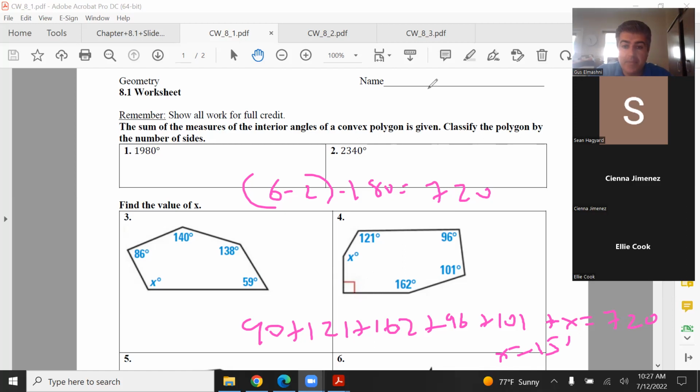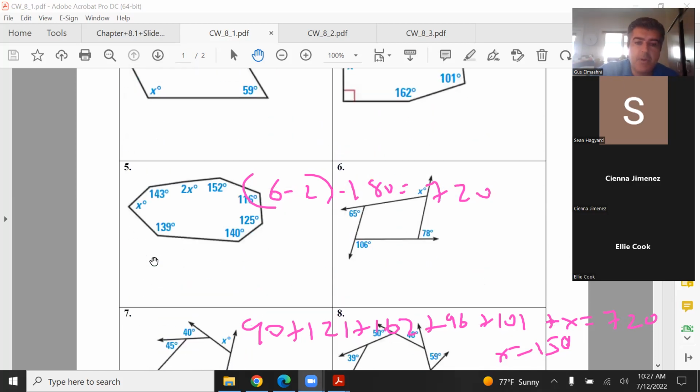Yeah, so it's 150. Remember, everything has to add to 720 because you're doing 6 minus 2 times 180, or 4 times 180. And add all that up, 90 and 121 and 162, 96, 101 and x, and you get 150. So just be careful when you're punching it all in the calculator. There's some more.